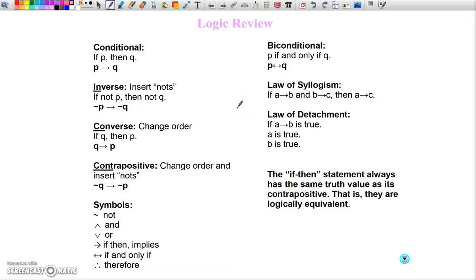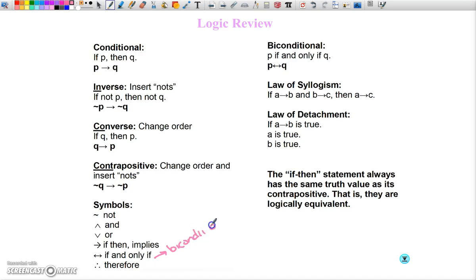For our first bit of review, I'm going to start with logic. And logic has to deal with conditional, inverse, converse, and contrapositive. Here are some symbols that you need to remember: not, and, or, if-then (or using the word implies), if and only if. So remember that that is your biconditional.